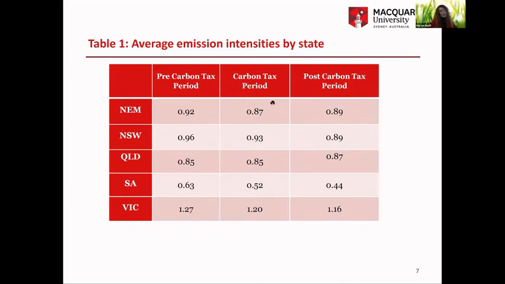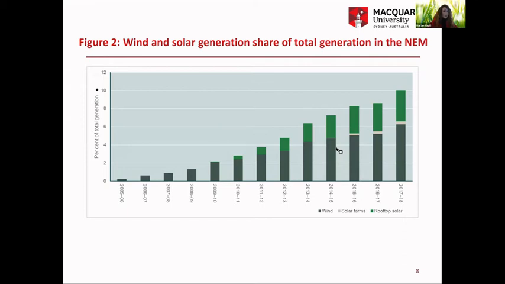But interestingly, after the carbon tax was axed, in some states such as Victoria, we still see a reduction in emission intensity. In South Australia, a reduction in emission intensity. But in Queensland, as I mentioned, an increase in emission intensity. In New South Wales, slight changes in emission intensity in the period after the tax. And it is very good to explain why we saw these changes and which factors could explain them.